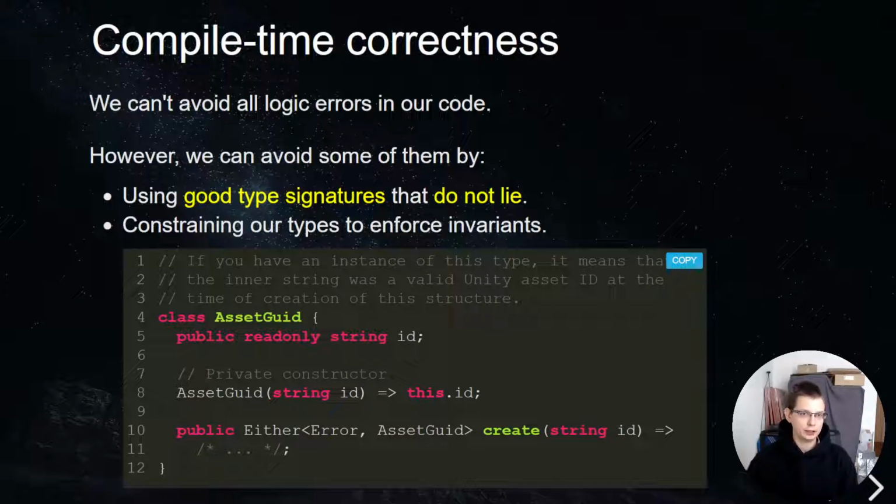We can constrain our types to enforce invariance. Basically, we can say, for example, here we have this class asset GUID, and it has a private constructor and it has the public create method. And essentially, if you have an instance of this type, that means at least we have validated with the Unity asset database that this ID, this string, is actually an ID pointing to a valid asset at the time of creation of this thing, instead of just some random string.